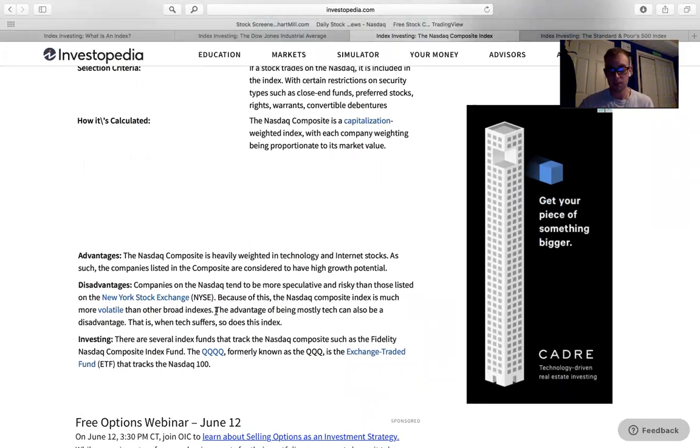Obviously, the way society is moving, technology and internet has a lot of room to grow, so it has a lot of potential. But on the other end, the disadvantages are the same exact thing. It's internet and technology. So when internet and technology takes a hit, like Apple right now, for example. I know Apple is not traded on the NASDAQ, but we're going to use Apple for an example anyway.